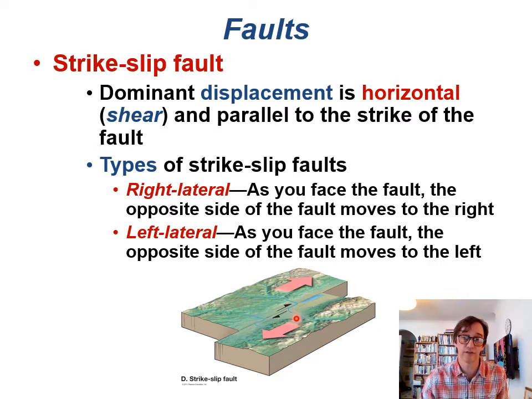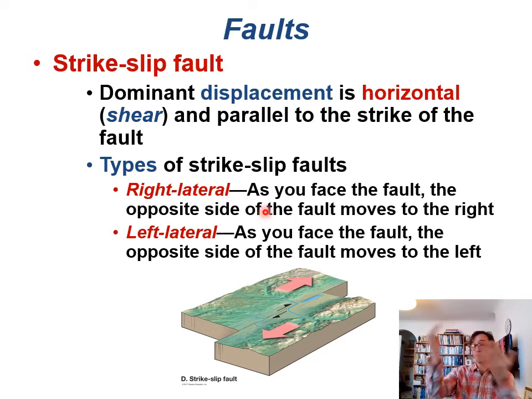Imagine you stood on the near side of this fault. You're looking across the far side. What happens? And that's how you define these things. So it's a right lateral strike-slip fault or a left lateral strike-slip fault. So this one, it doesn't label it here. It says strike-slip fault, but it doesn't say which one. Well, you're looking across. It's moving to the right on the other side. So therefore, it's a right lateral fault.